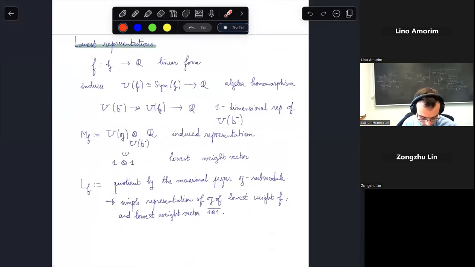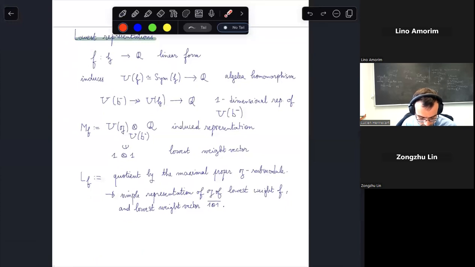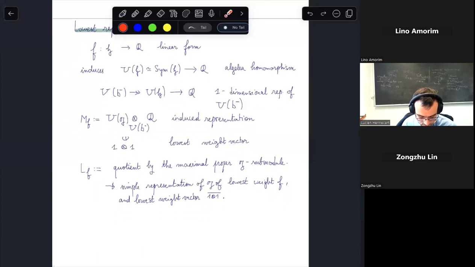What you can do is take the quotient by the maximal proper G-submodule, and you obtain a simple representation of the Lie algebra G of lowest weight F. So this is basically all we need about the representation theory of generalized Kac-Moody Lie algebras. It's a very general construction.